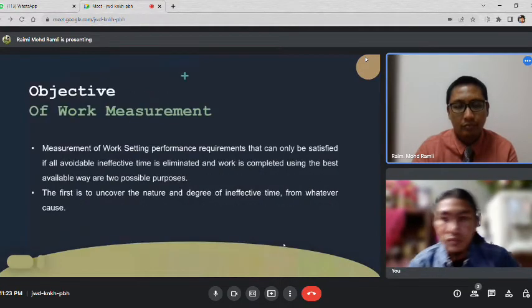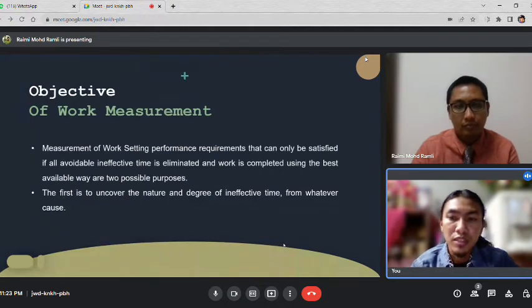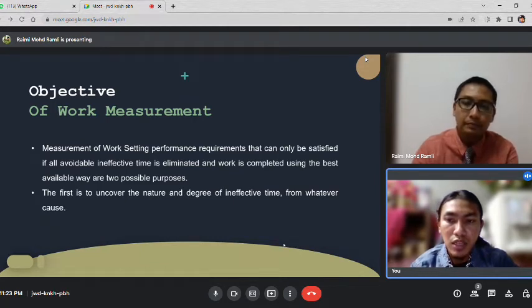Next, objective of work measurement. Measurement of work setting performance requirements can only be certified if all available ineffective time is eliminated and work is completed using the best available way. These are two possible purposes. The first is to uncover the nature and degree of ineffective time from whatever cause.